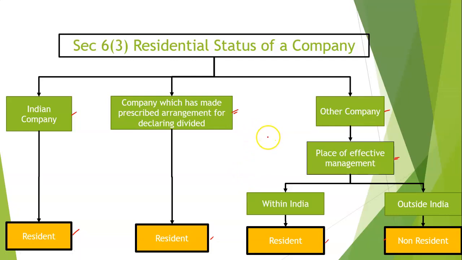No ROR, RNOR classification here. So simple. Indian company, resident. Prescribed arrangement for declaring dividend and paying dividend, resident. Other company, POEM, in short called POEM, place of effective management in India, resident. POEM outside India, non-resident.